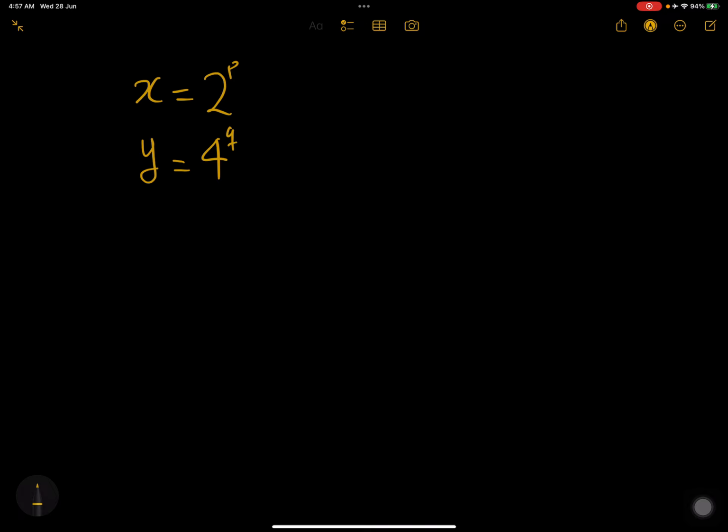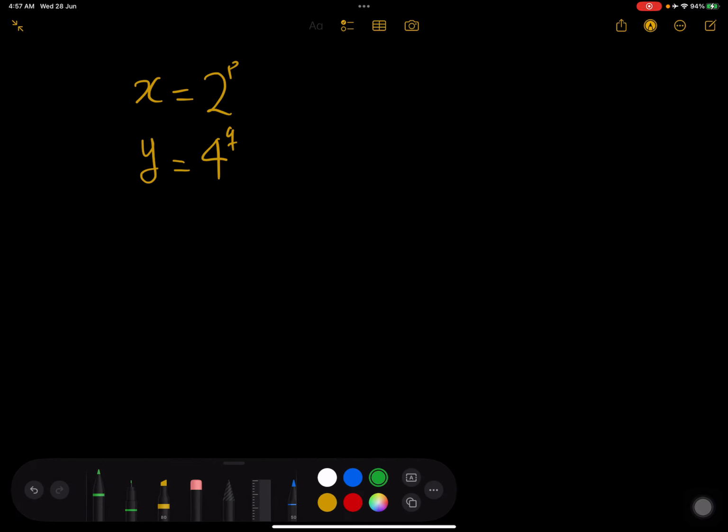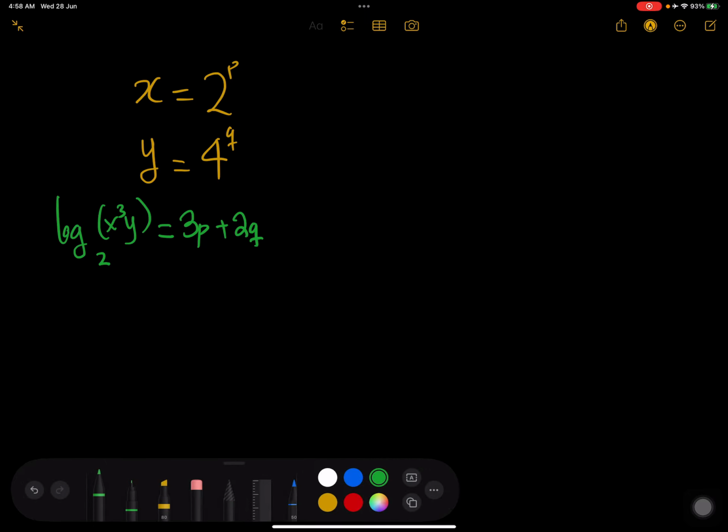Now they wanted to show clearly that if you have the log of x cubed y to the base 2, that is going to be the same thing as 3p plus 2q. So now remember, our x is 2^p. Our x is 2^p, so we can easily plug in things here.